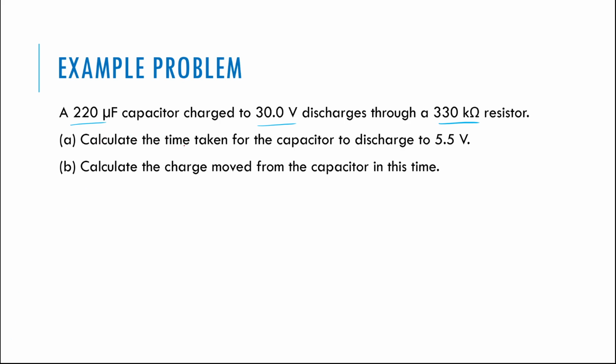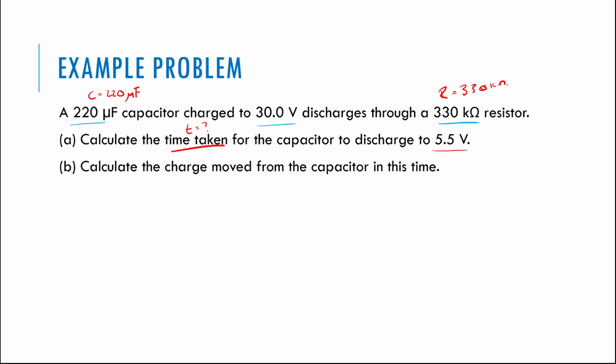All right, so as fun as things get, we're always doing the GUESS method. What am I trying to find? I'm trying to find T. T is the thing I'm trying to solve for. What else am I given? Well, 220 microfarads, that's the units for capacitance, and they're talking about the size of my capacitor. So that's C. I got 2 voltages, so I'll have to think about that. I know this is going to be R, 330 kilo ohms.